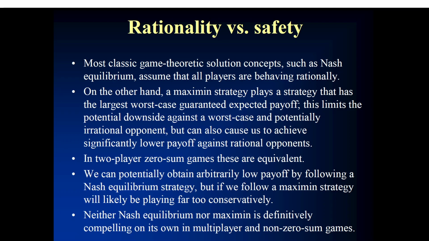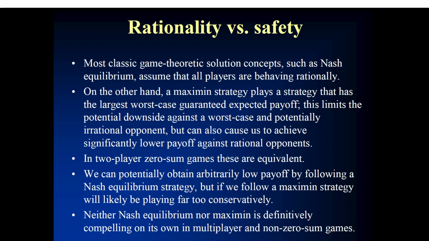Like I just sort of described, many classic solution concepts in game theory assume that all players are rational and a common knowledge of rationality, etc. The most prominent being Nash equilibrium. Another concept, a maxi-min strategy, has the largest worst case expected payoff. And so this limits the potential downside against a really worst case situation. But often it's going to cause us to be very conservative and achieve a pretty low payoff. For example, you can think in a self-driving car, if we're always afraid of the worst possible thing happening, we might just not go anywhere, right?